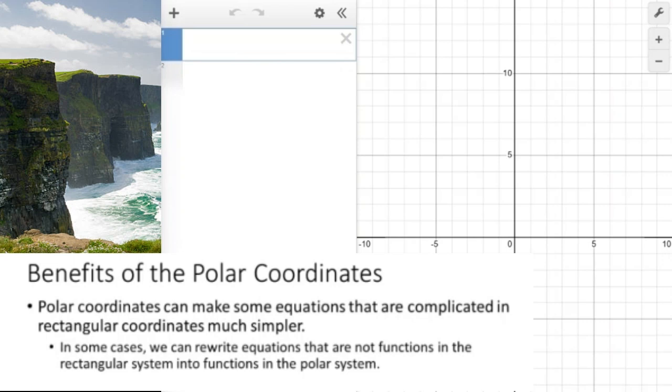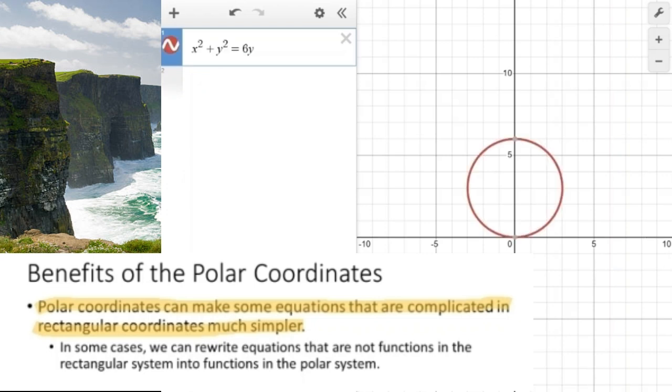Now we'll discuss one of the benefits of polar coordinates. One of the benefits is it can make some equations that are very complicated in the rectangular coordinate system much simpler and easy to work with. For example, one equation that we converted from rectangular to polar was x squared plus y squared equals 6y. If we graph that into Desmos, we can see that it makes a circle. And in the rectangular coordinate system, this would not be a function, since it would fail the vertical line test.